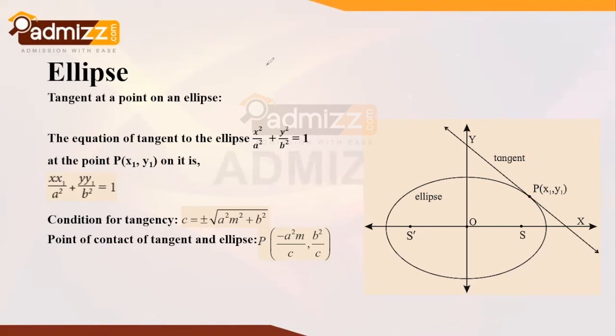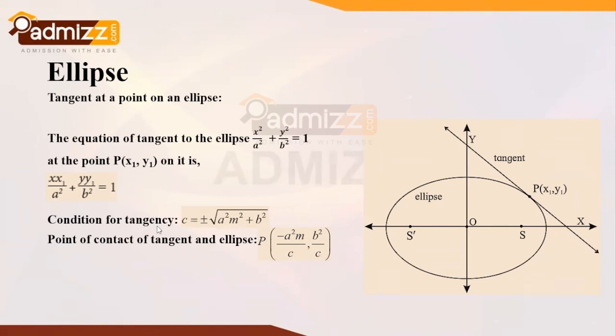Now to check whether the equation is a tangent to the ellipse, we are having one condition which is given as c is equal to plus or minus under root of a square m square plus b square, wherein the c value is the intercept of this tangent, which is a line, m is the slope of the line, and a and b values are extracted right from the ellipse.